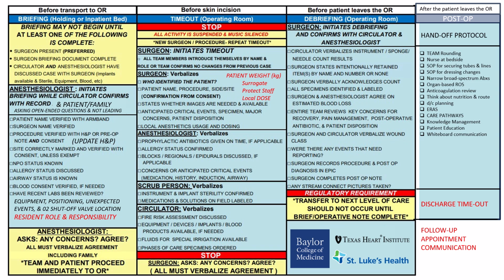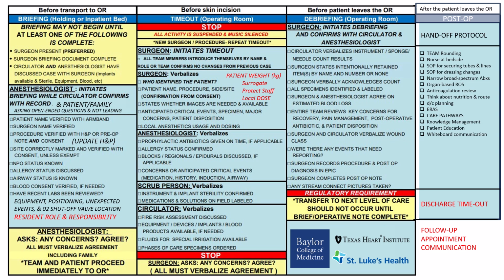The circulator verbalizes fire risk assessment, equipment, devices, implants, blood products available if needed, and fluids for special irrigation if available, and phases of care specimens are ordered. Once this has been confirmed, we then begin the surgery.